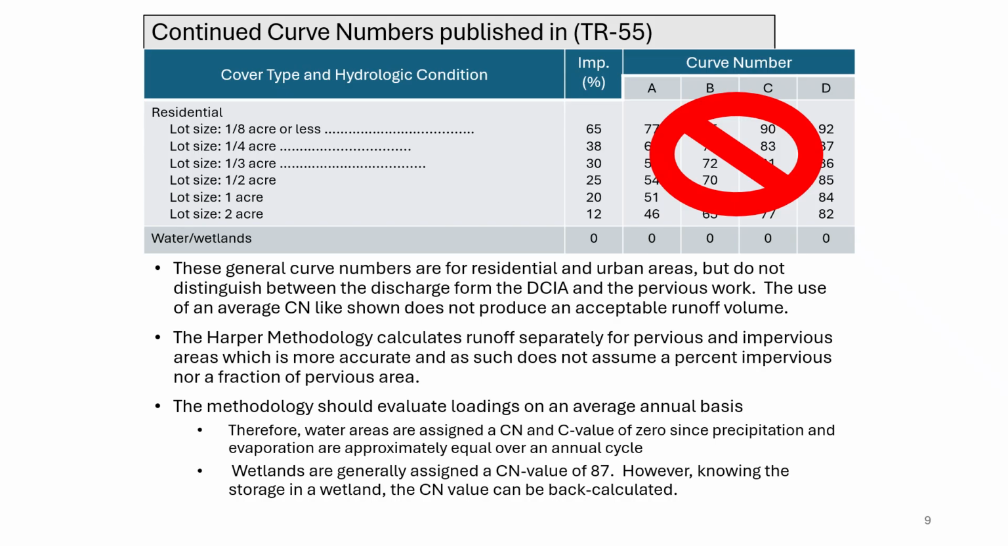For wetlands, a general curve number value of 87 is often assigned. However, it's important to recognize that each wetland is unique and has different storage characteristics. Therefore, a fixed curve number cannot always be accurately applied. If you know the specific storage capacity within a particular wetland, you can actually back-calculate a more precise curve number for that individual wetland, providing a much more tailored and accurate assessment.